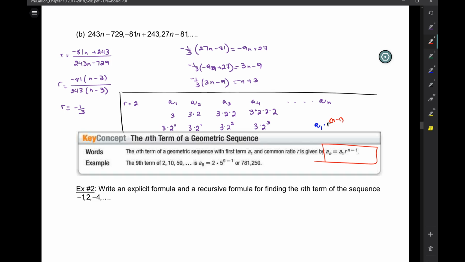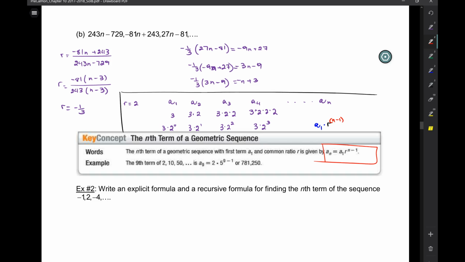So this formula just logically is what follows, right? Because how many did we do? 1, 2, 3, 4, right? And we already got that it's A1 R to the n minus 1. It's just the result of a pattern, yeah.